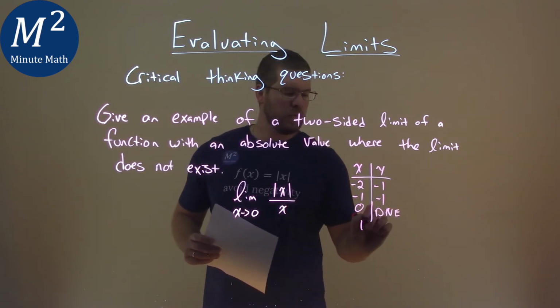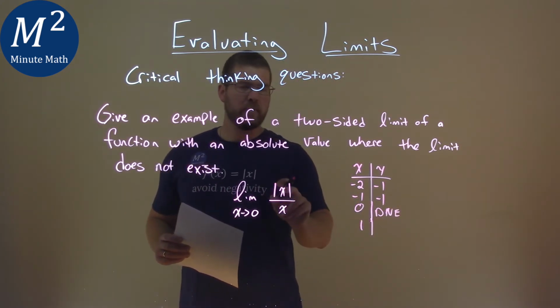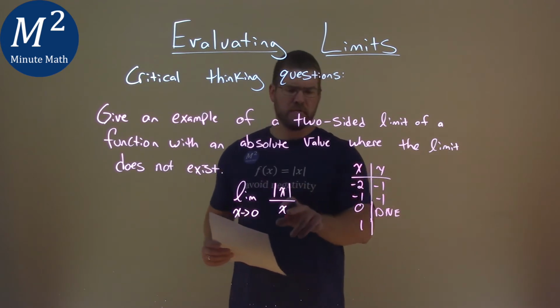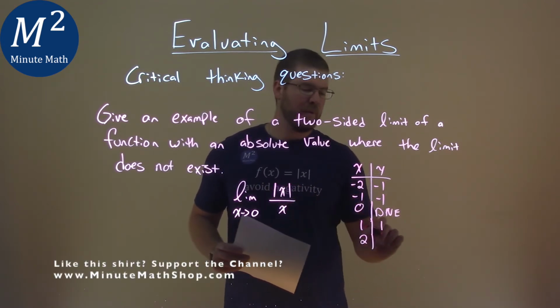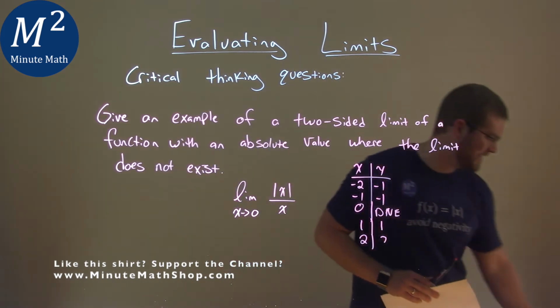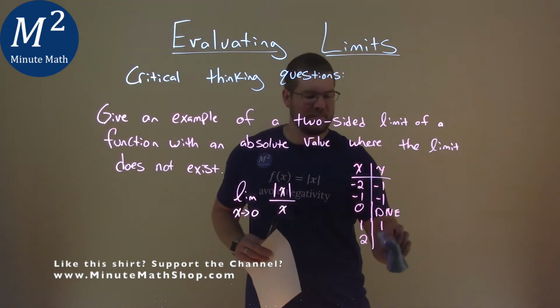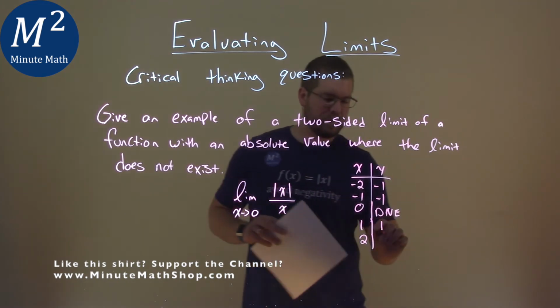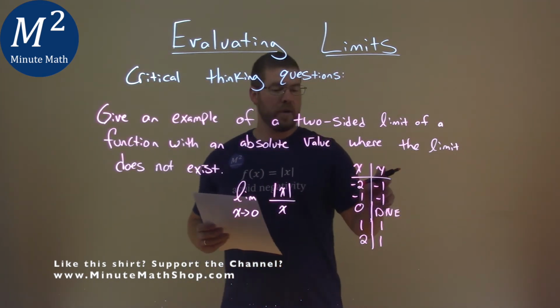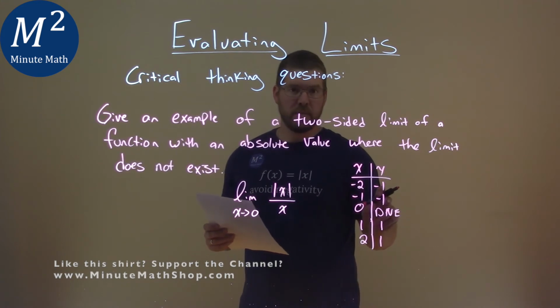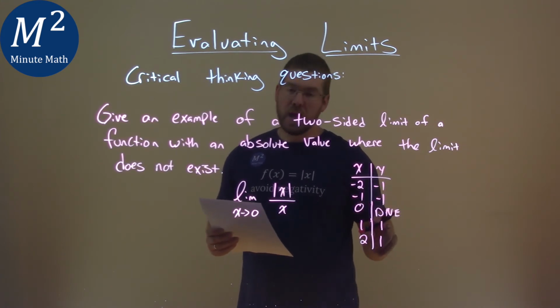What about a positive 1? What happens here? The absolute value of 1 is 1, 1 divided by 1, positive 1. Do the same thing with 2, and we get a positive, I almost did it again, it's a positive 1, right there. So on either side, as x approaches 0, when it's from the left, we approach negative 1. When it's from the right, we approach positive 1.